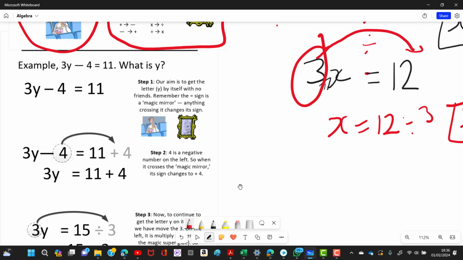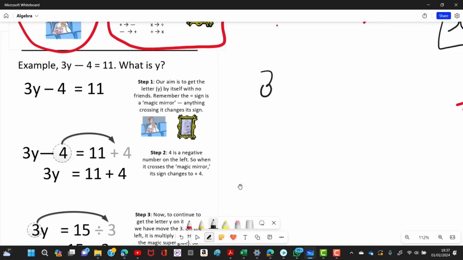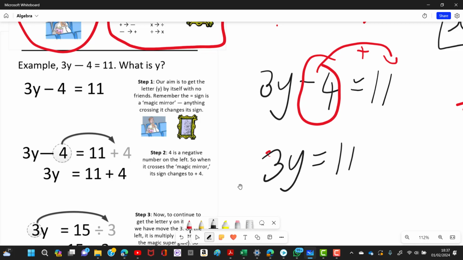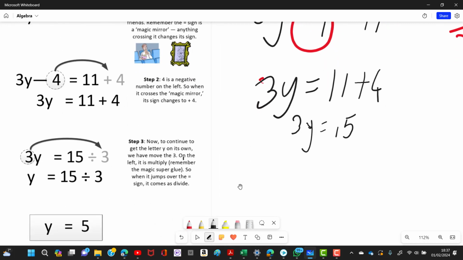Final example we'll do with this one here. 3y minus 4 equals 11. So we're going to move this minus 4 first over the magic mirror. Here it's minus 4. On the other side, it becomes plus. So 3y, that minus 4 has jumped to the other side, becomes 11 plus 4. So 3y equals 11 plus 4, which is 15. Now remember, 3y really means it's numbers stuck together with magic super glue. So it's really 3 times y.